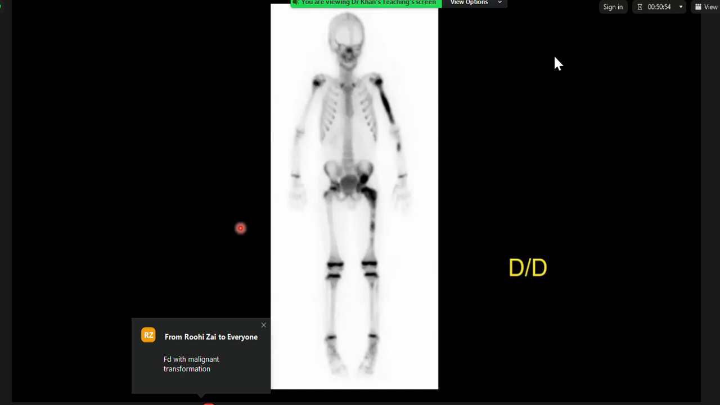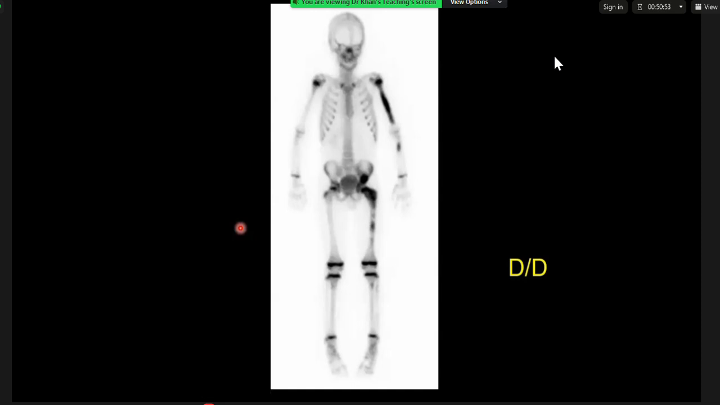But then there's also abnormal tracer, as I mentioned, in the left humerus and the left femur. And I'm not sure how to explain both together. Perhaps there are fractures due to some disorder of bone metabolism.